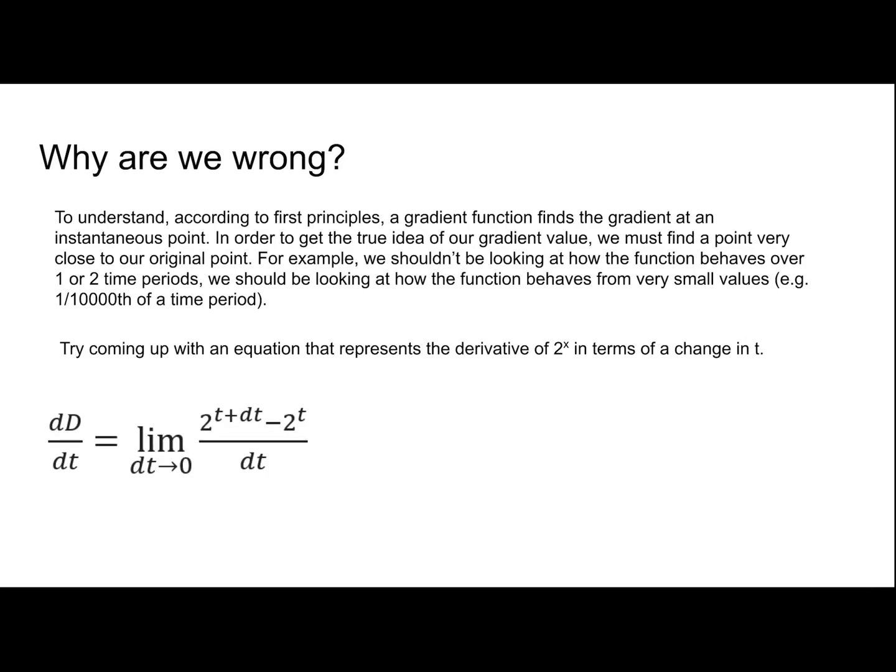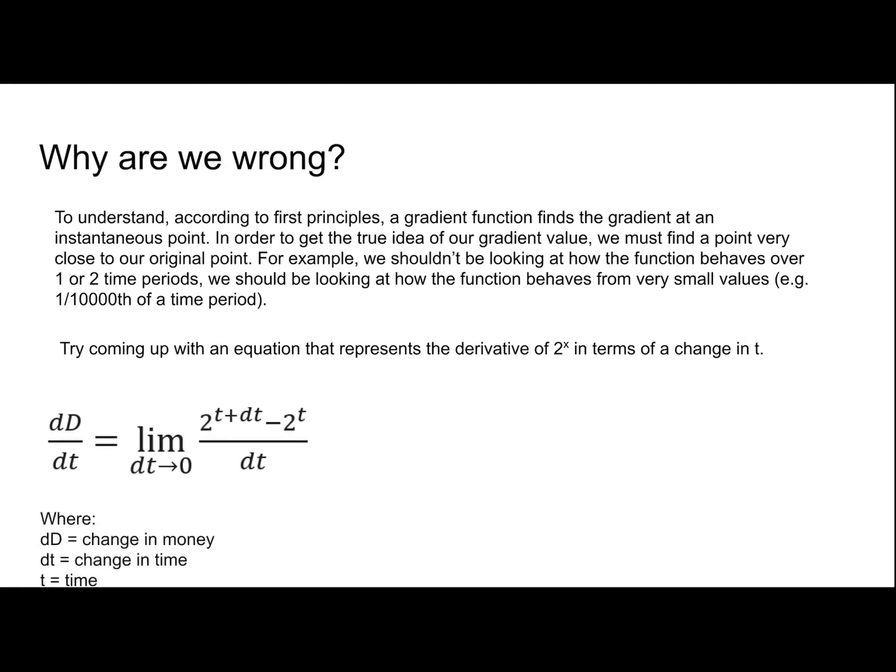dt is a very, very small change in our t. And the difference between 2 to the power of (t plus dt) and 2 to the power of t, that very small difference, is going to be our rise. Our run will simply be our change in t, that very small dt change. So that's our rise over run. And we wish to find what this value is as dt approaches 0, because we want dt to be as small as possible, a very, very small change in t.